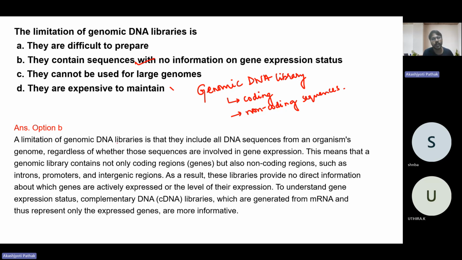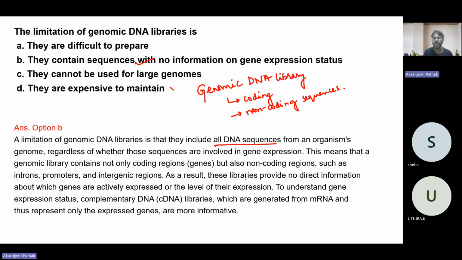So a limitation of a genomic DNA library is that it includes all the DNA sequences, the entire DNA sequence from an organism's genome, regardless of whether those sequences are involved in gene expression. This means that the genomic library contains not only coding regions, but also non-coding regions such as introns, promoters, and intergenic regions. As you know, if you have studied molecular biology, these introns do not code for any protein. But even these DNA sequences will be present in your genomic library. The promoters, the intergenic regions, the regulatory genes, all these will be present in the genomic library.